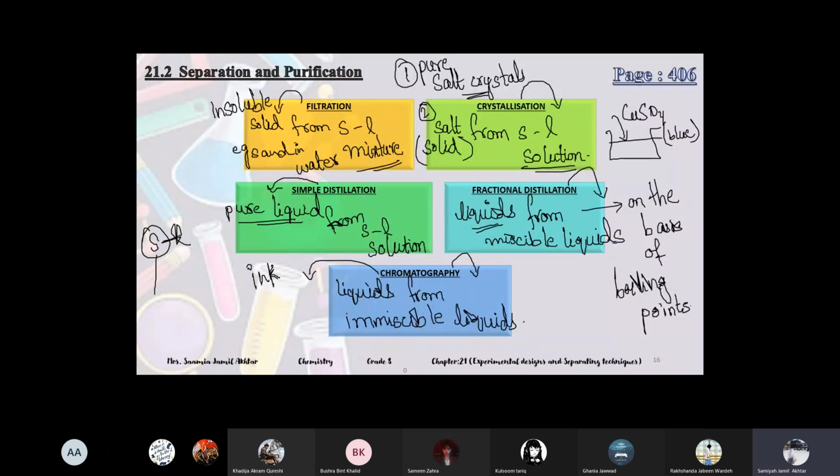If we take black ink, it's a mixture of different colors. Red, blue, yellow, green, lots of colors are mixed to make black ink. So we have black ink and we do chromatography. This technique will separate all the colors from each other. In different colors we will see the liquids which are present. So it is used to identify also which liquids are present in this mixture.